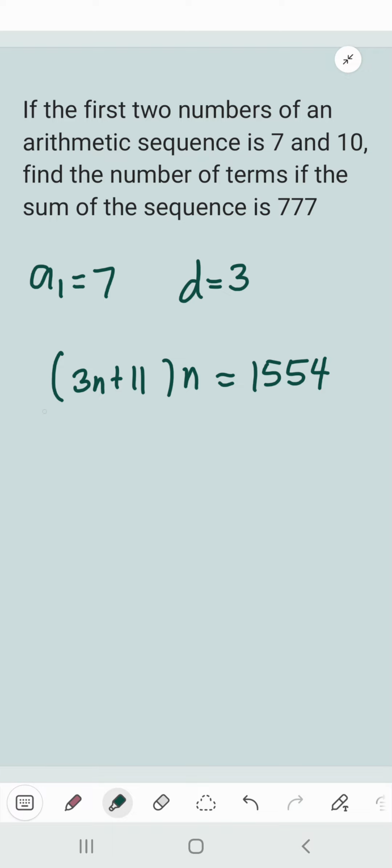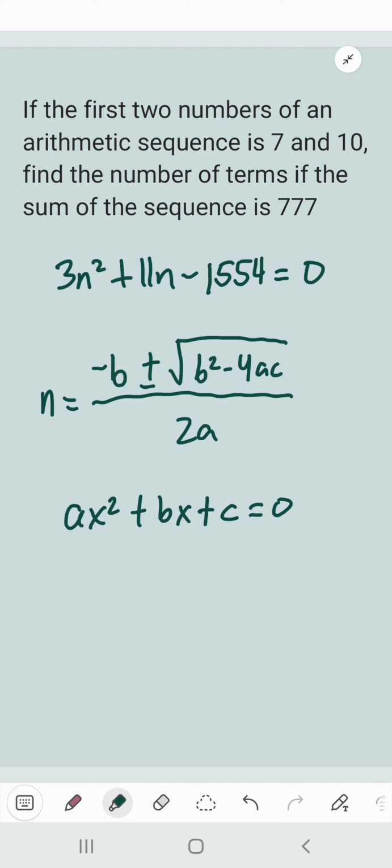We can now simplify the left side. So the left side becomes 3n squared plus 11n. And we can transfer the right side, 1,554, to the left to make it a quadratic equation that can be solved using the quadratic formula. And speaking of the quadratic formula, let us use it to find the value of n. A is the x-squared coefficient, or the n-squared coefficient in this case. B is the n coefficient, and C is the constant.